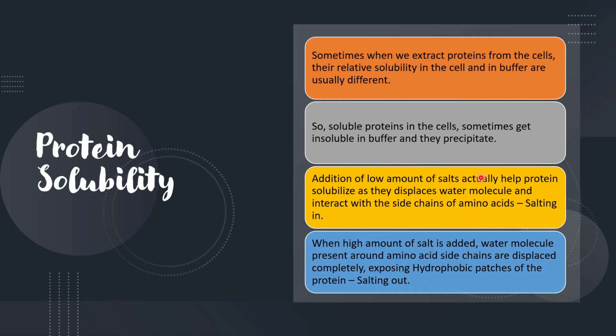On the contrary, when we use a high amount of salt, the high concentration of salt displaces all of the water molecules around the protein, which completely exposes the hydrophobic patches, or the core of the protein. This process is called salting out. When we use a low amount of salt to solubilize the protein, it's called salting in, but when we use a high amount of salt to precipitate it, it is called salting out. So salt is used for both solubility and precipitation.